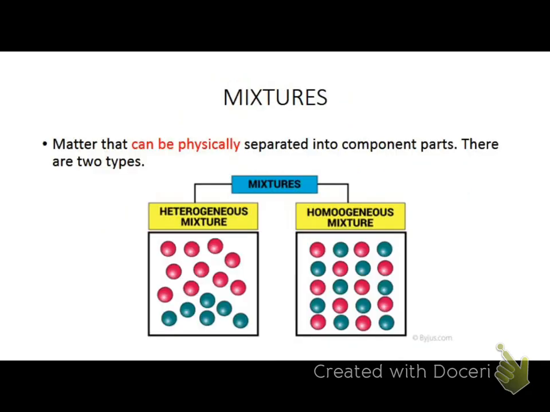So that brings us to mixtures. Mixtures are considered to be matter that can be separated physically. In other words, I could distill it, take the boiling points and separate them that way, or filter it. I could physically separate them out little by little. And then there are 2 types. Notice when you're looking at the particle view for heterogeneous, it's not anything uniform. But if you look at the one that's homogeneous, it's red, green, red, green, red, green. It's very structured and homogeneous throughout.